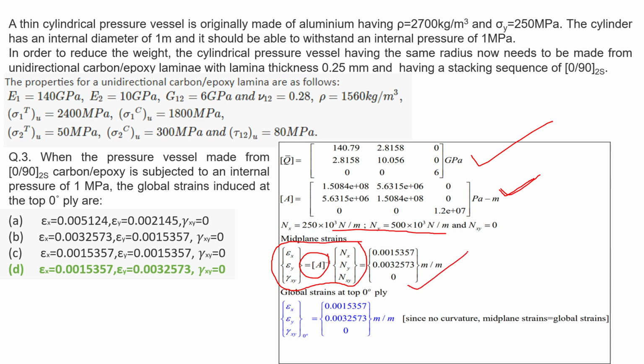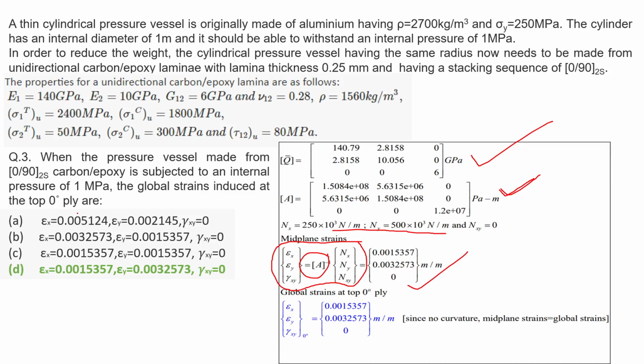So these are the values of mid-plane strains. Now mid-plane strain is equal to the global strain plus the thickness into the curvature. As no curvature value is given to us, we will consider that the global strain is equal to the mid-plane strain. So for all the plies, the global strain is equal to the mid-plane strain.